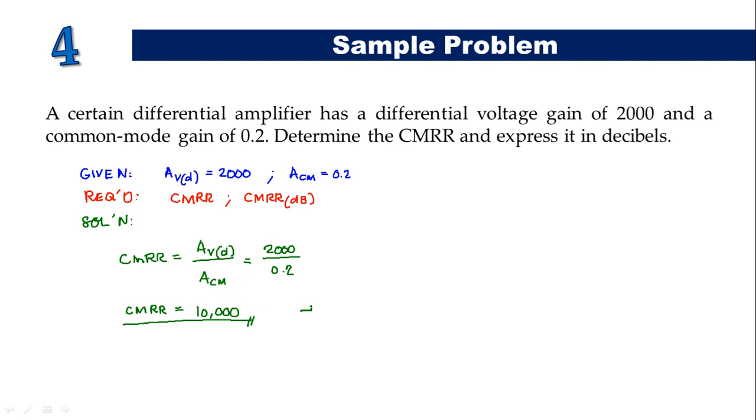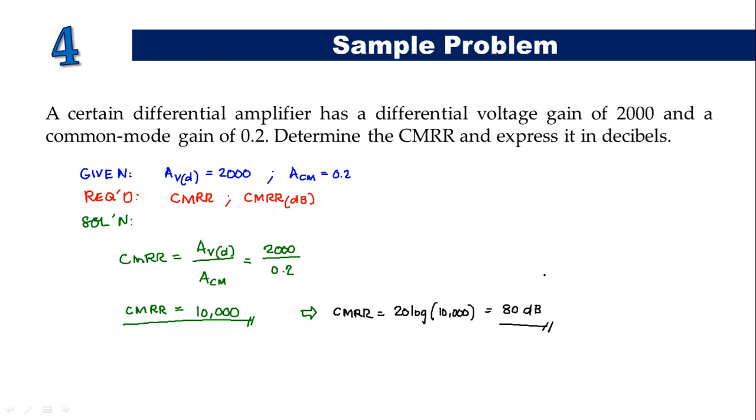If we are going to express it in decibels, no? Yung ating CMRR is equal to 20 logarithm of 10,000, which is equal to 80 decibels. Alright, so yan. You now have the answer for this question. Medyo madali pa siya, di ba?